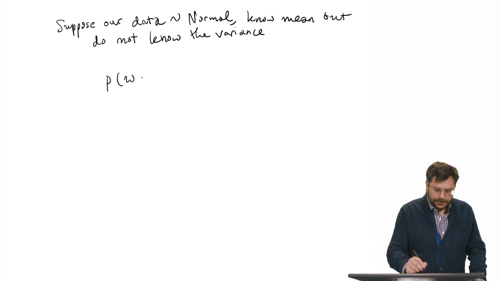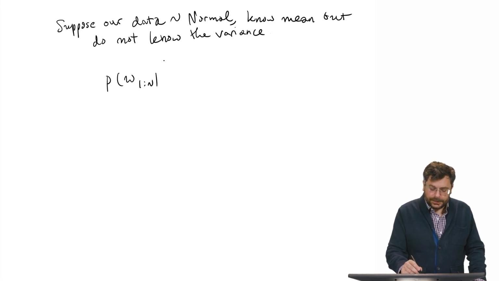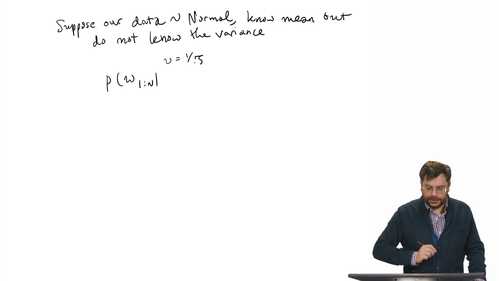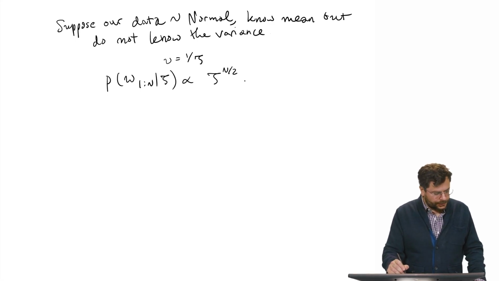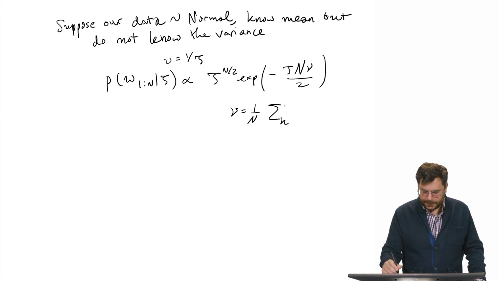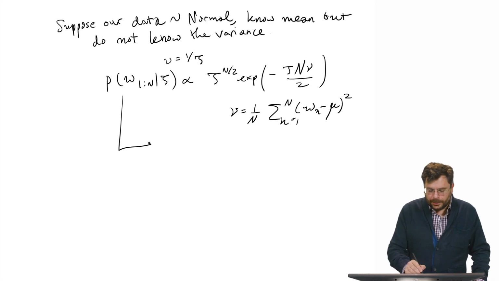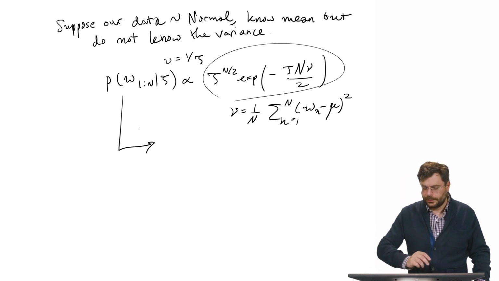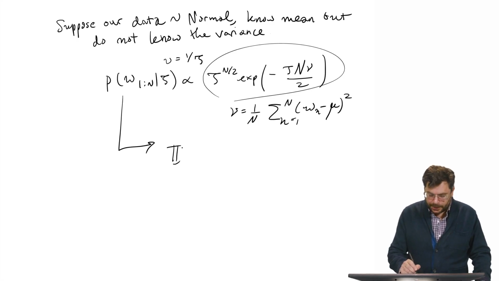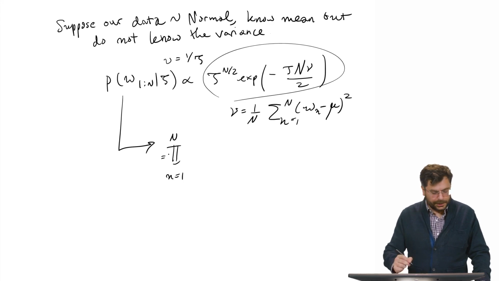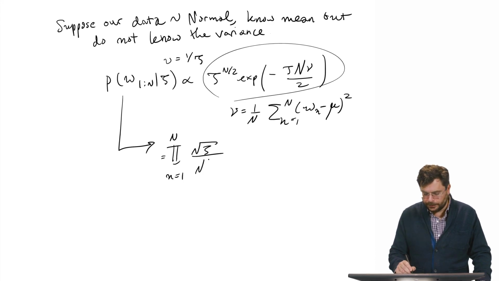Let me write down first off the likelihood. Rather than use the variance, I will use the precision, which is 1 over the variance, as my parameter, and I will rewrite my likelihood as tau to the n over 2 multiplied by the exponential of minus tau n nu over 2. Here nu I have defined as 1 over n, sum over n from 1 to n, of w n minus mu squared. You may start by asking me where this expression comes from. Well, remember, I have a Gaussian likelihood, so just to backtrack for a second, I have the product of normals, so I'm going to have the product of the square root of tau divided by 2 pi.